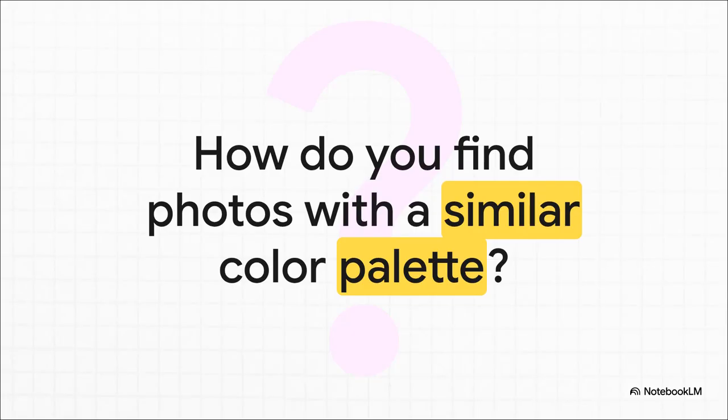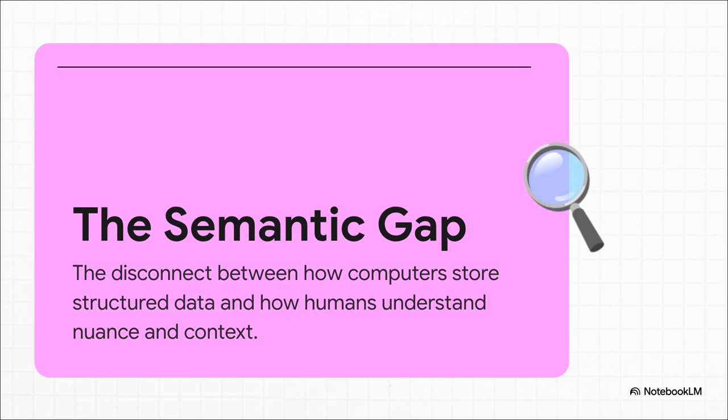And look, this is fine if all you want to do is search for every photo you've tagged with the word sunset. But what if you wanted to find pictures with a similar feeling? Or maybe other landscapes that have that same warm color palette, even if they aren't sunsets at all? Yeah, simple tags just can't do that. They don't get the nuance. And this huge disconnect, it actually has a name. It's called the semantic gap. It's this massive chasm between a computer's rigid, structured data and our very human way of understanding context and meaning. And this gap is precisely the problem that vector databases were invented to solve.